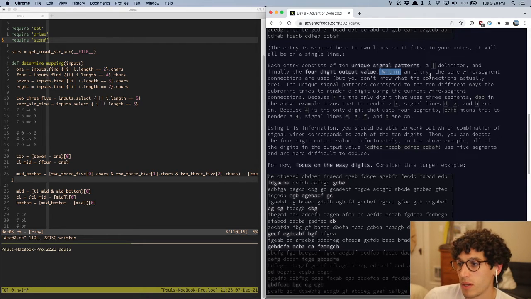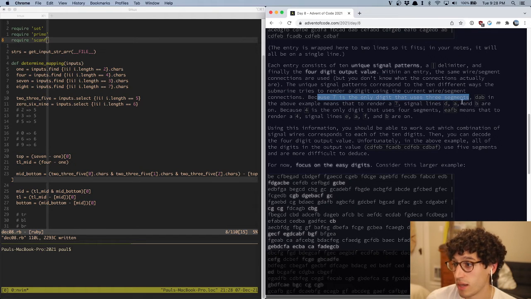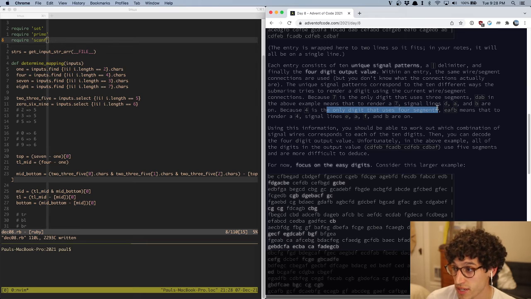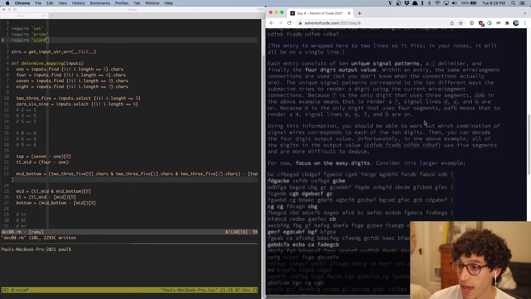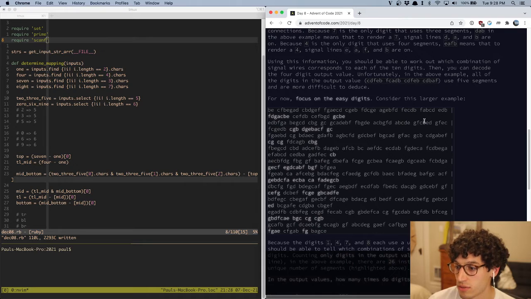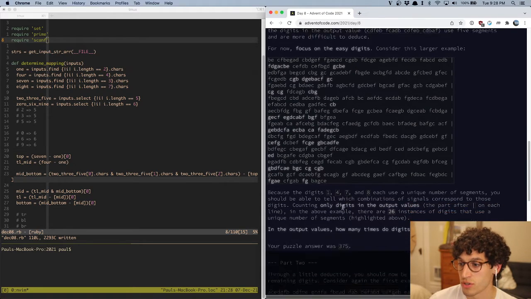7 is the only digit that uses 3 segments, and 4 is the only one that uses 4 segments. We can figure out some of the mapping, so he gives us a hint to start off with. And then we also know that 8 and 1 also use a unique number of segments.